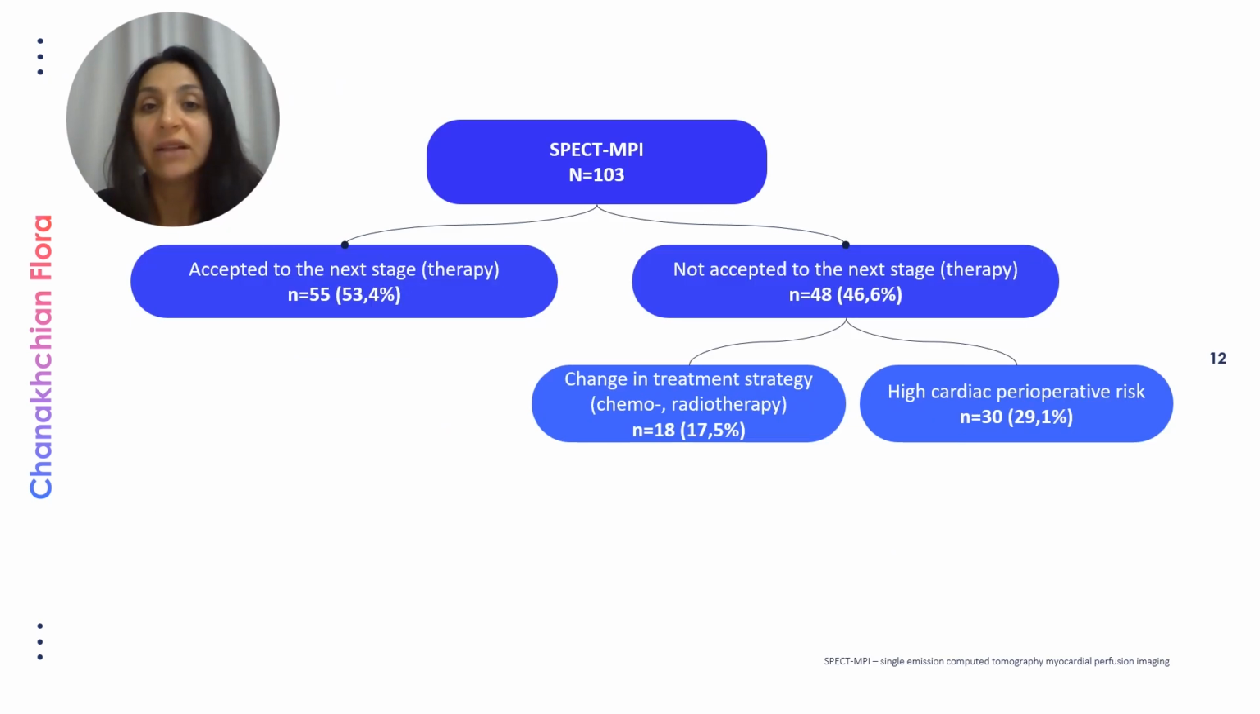Of 100 patients, 55 proceeded to the next stage of cancer treatment after myocardial perfusion imaging without any additional cardiac testing. The remaining 48 patients weren't allowed to proceed to the next stage. In 18 of them, there was a change in treatment strategy, for example, from surgery they were turned to chemotherapy or radiotherapy, and 30 of these patients were not allowed to have cancer treatment due to high risk of major cardiac events.